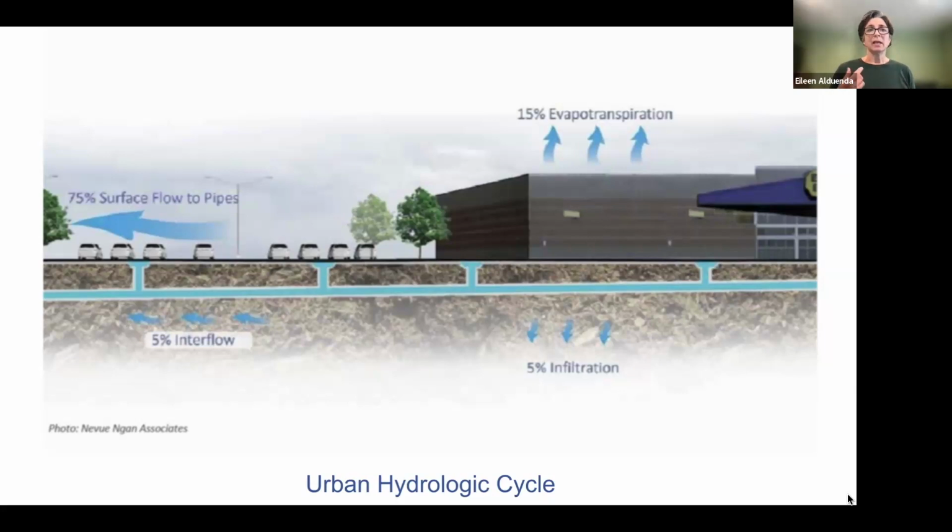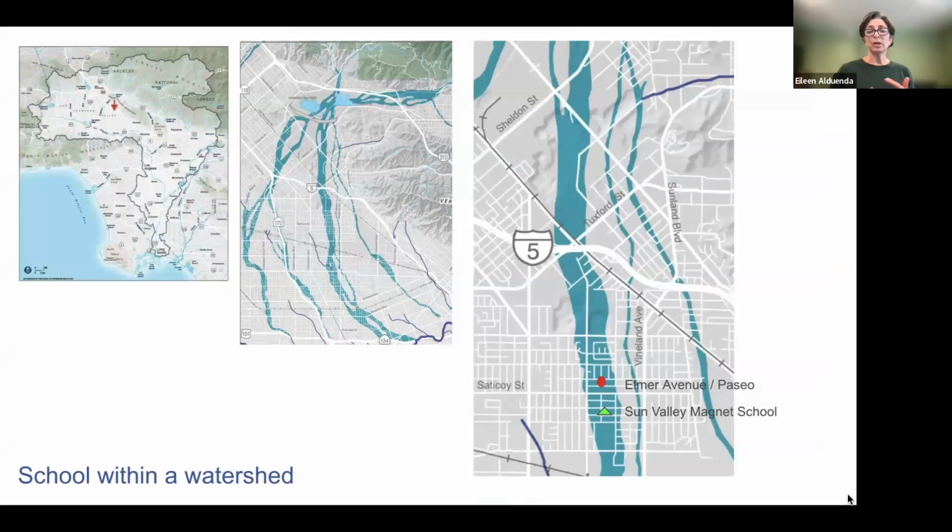So what we want to try and do in our watersheds is mimic those natural processes that we find in a healthy hydrologic system.